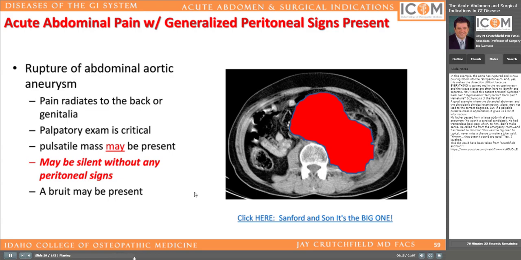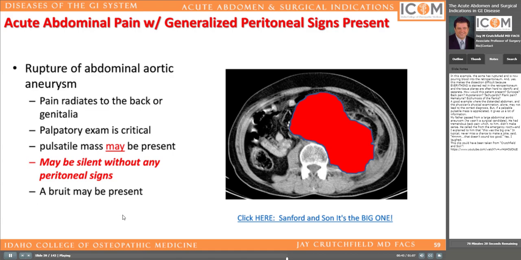How would this patient present? Syncope? Maybe. Back pain? Hypotension? Tachycardia? Flank pain? Hematuria? Ecchymosis of the flanks? Any combination of the above or all of the above? A good example where the distended abdomen and the physician's physical exam alone may not lead to the correct diagnosis. But if a palpable pulsatile mass is appreciated, it gives us a lot more information.